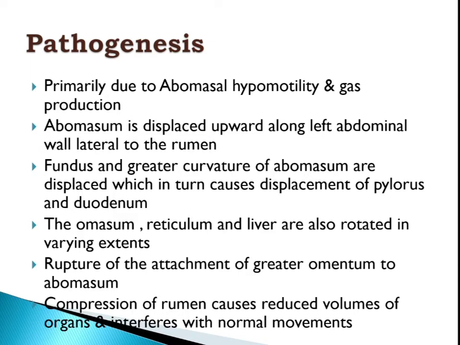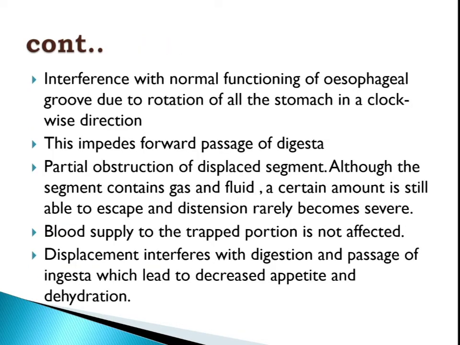Compression of rumen causes reduced volumes of organs and interferes with normal movements of the gastrointestinal tract. The interference with normal functioning of esophageal groove due to rotation of all stomach in a clockwise direction causes impeded forward passage of digesta. Partial obstruction of displaced segment: although the segment contains gas and fluid, a certain amount is still able to escape and distension rarely becomes severe. The blood supply to the trapped portion is not affected. Displacement interferes with digestion and passage of ingesta, which leads to decreased appetite and dehydration.